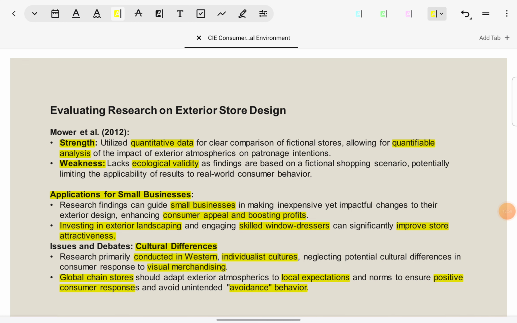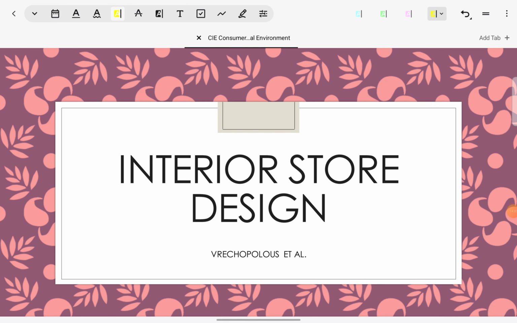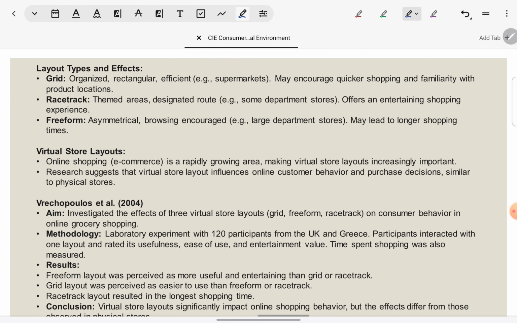Okay, so that is about store exteriors. Let us move to the next topic, store interior design. Here we have a simple example study by Vrechopoulos et al. Okay, in store interiors, the topic taken in our syllabus is layout of the store. Layout means the arrangement or the organization of the store.